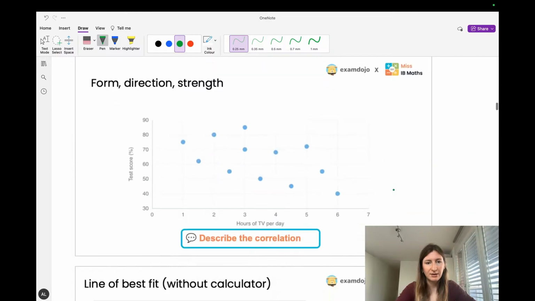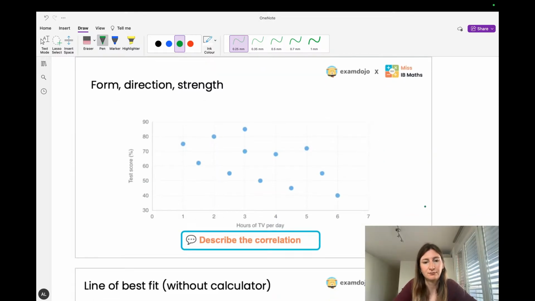All right, how about this one? If you get a question like this, it's very common for them to ask, usually for 1 or 2 marks, describe the correlation. So when they say describe correlation, that's what I want you to remember. They want these words. And that is generally an easy 1 or 2 marks.